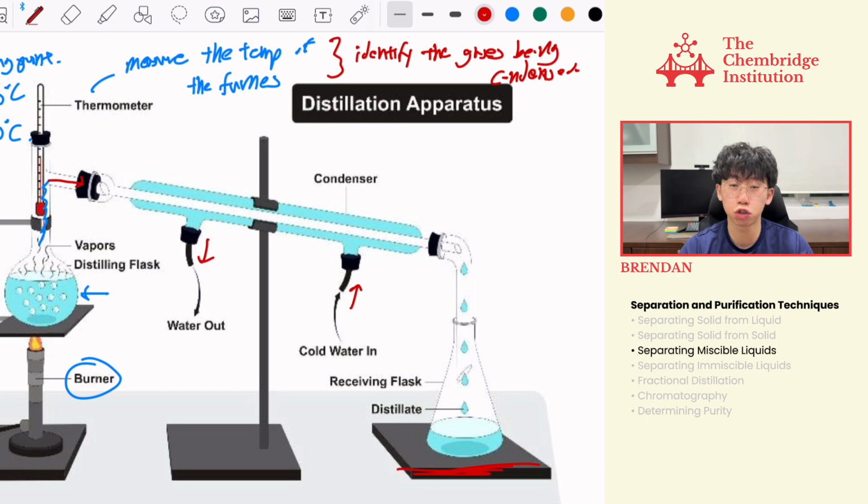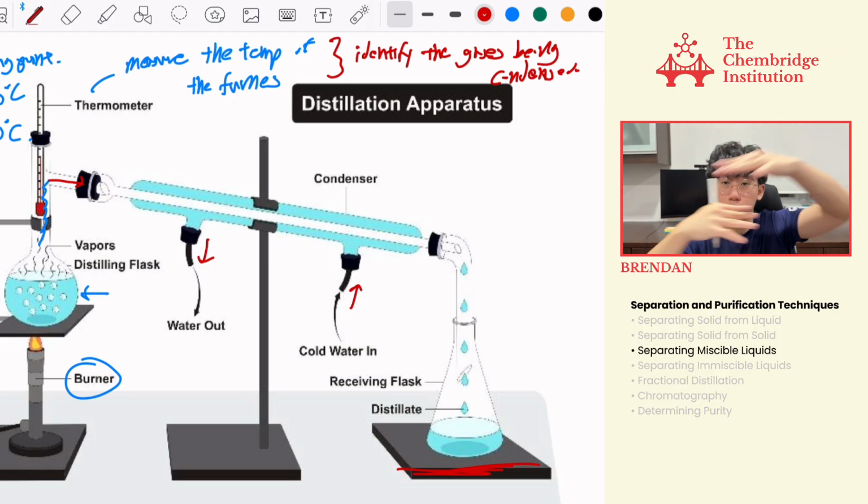And you might think this is a very strange way of setting up your condenser, but actually this is a very common way to set up your condenser, because you are setting up a counter current cooling, where the gases are going one way and the condensing water is going the other way. So when you have a counter current like this, you actually have more efficient cooling of the gases, and you'll make sure that all the gases are being cooled and condensed, and none of them just go through the condenser and come out into the conical flask still as a gas.